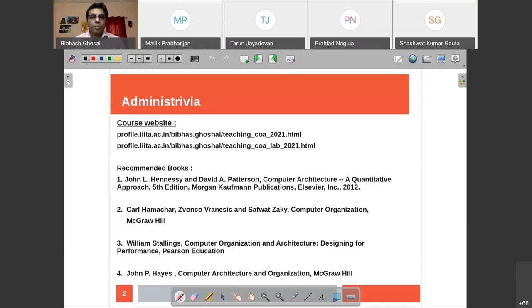So in addition to these two course websites, you are supposed to get yourself registered, and from time to time you'll be provided with different valuable resources, maybe through the course website or maybe through the Google Classroom page. All your submissions will be through Google Classroom, as well as the quizzes will be conducted via the classroom. So you're supposed to register yourself.